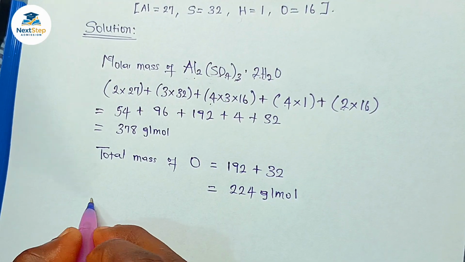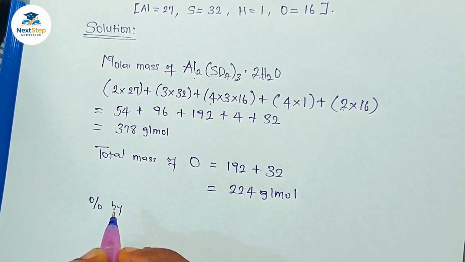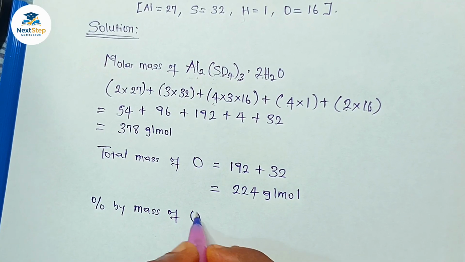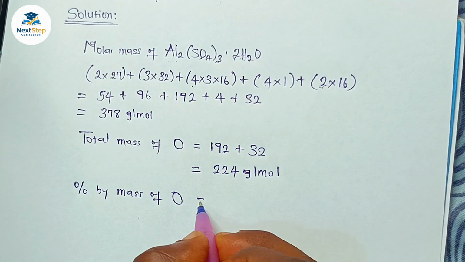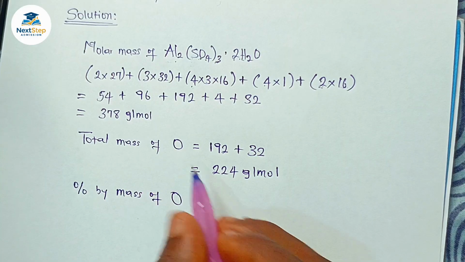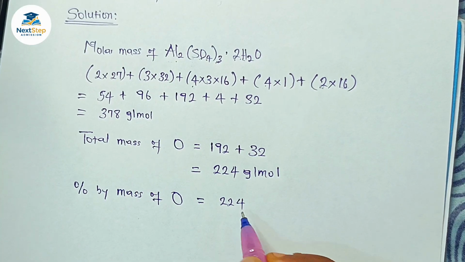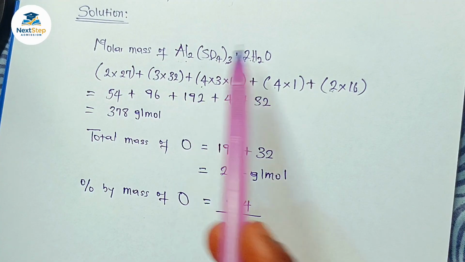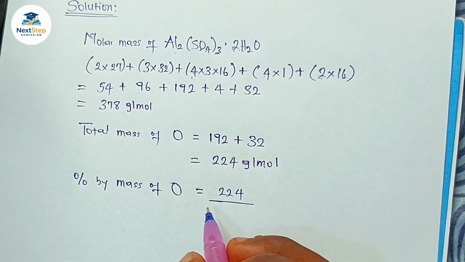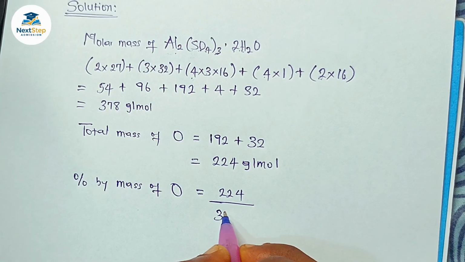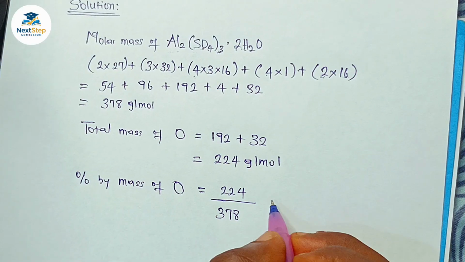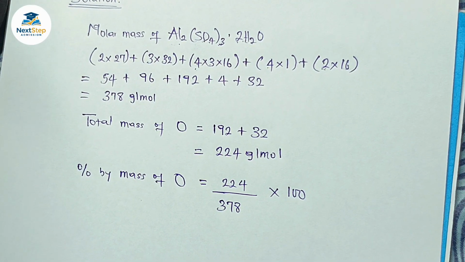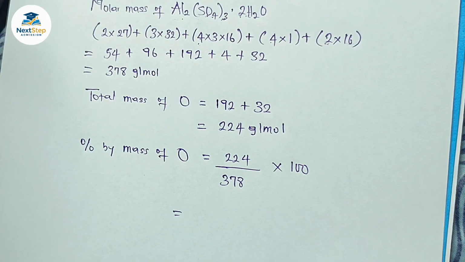So therefore, how do we find the percentage by mass of oxygen? Very simple. You will say the total mass of oxygen, which is 224, divided by the molar mass, which is the total mass of the compound. And what is the value? 378. Because they said percentage, you multiply it by what? By 100.